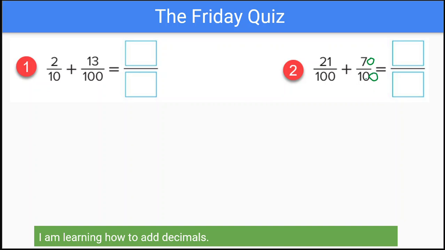That gives us 70 hundredths plus 21 hundredths. 21 plus 70 is 91. This is hundredths, hundredths, and hundredths. Okay, 91 hundredths. Now, if you wanted to write it as a decimal, it doesn't ask you to do that, but if you wanted to write it as a decimal, we'd write it as no wholes and 91 hundredths. It ends in the hundredths place, so we say hundredths. We don't say tenths. 0 and 91 hundredths. Kids, you're learning how to add decimals.